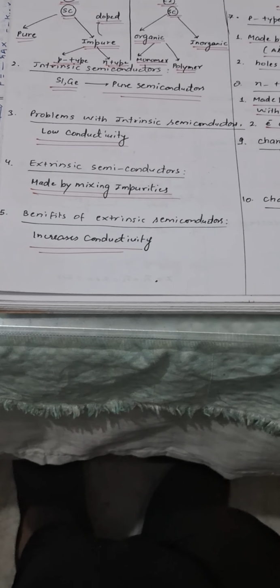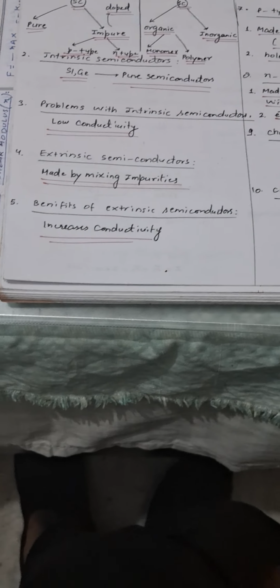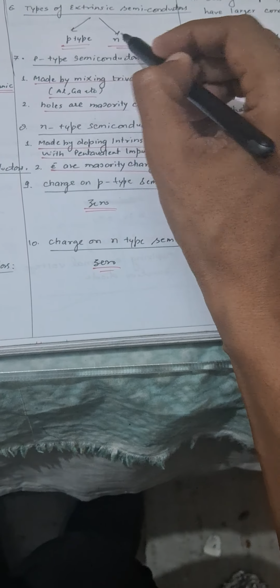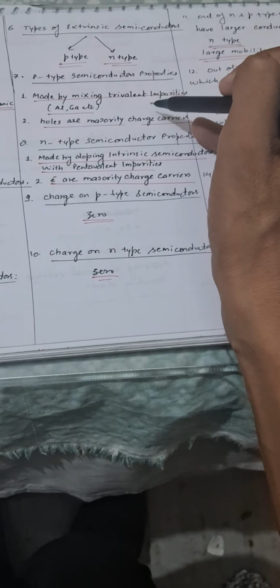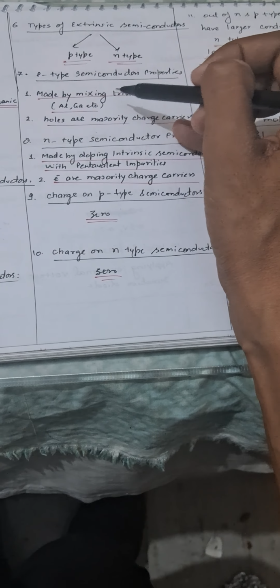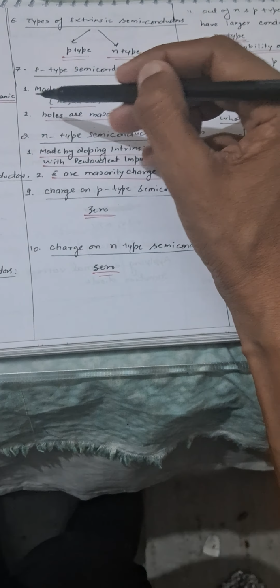Next is benefits. So obviously increased conductivity is there. Next is types of extrinsic semiconductors. Extrinsic semiconductors are of two types, P-type and N-type. Then we have to tell something about P-type semiconductors. First, they are made by mixing trivalent impurities to silicon and germanium, trivalent impurities like aluminum, gallium, thallium, etc. Next, holes are the majority charge carriers in P-type semiconductors.